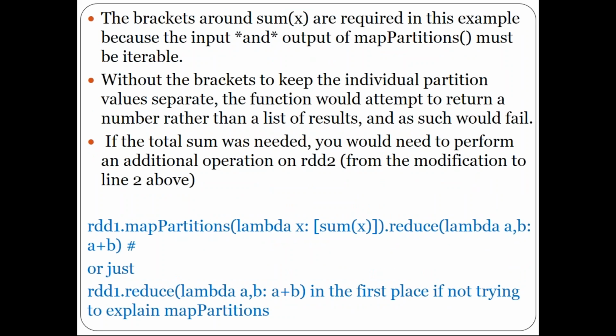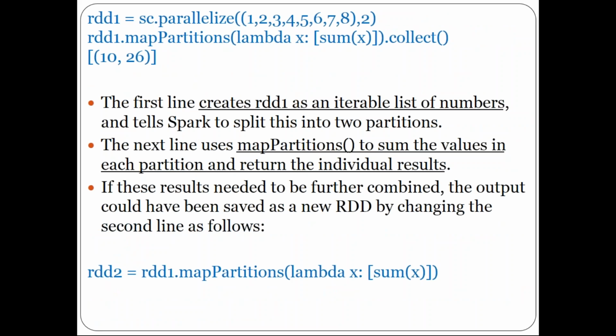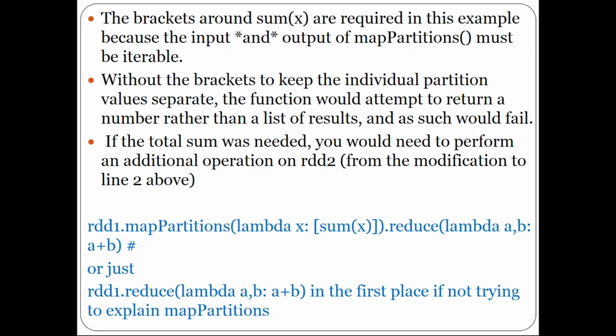Let's move on to the next slide. Here I'm going to explain the brackets around some x are required in this example because the input and output of the map partition must be iterable. Basically, if you consider our earlier definition of lambda function and assigning a variable and then calling a function, we used sum of x, but after sum of x we haven't used other brackets exclusively. On top of it, there is a different way of invoking the partitions, and a different way of invoking the data elements as an RDD.